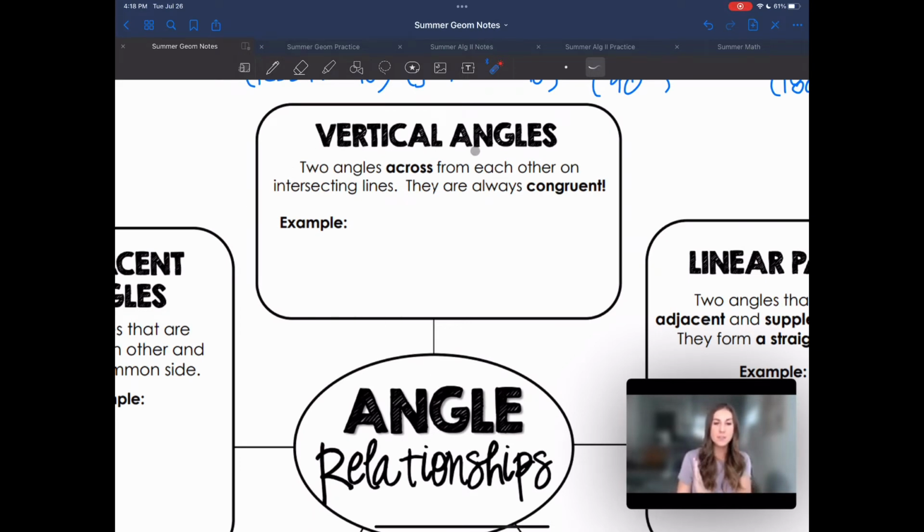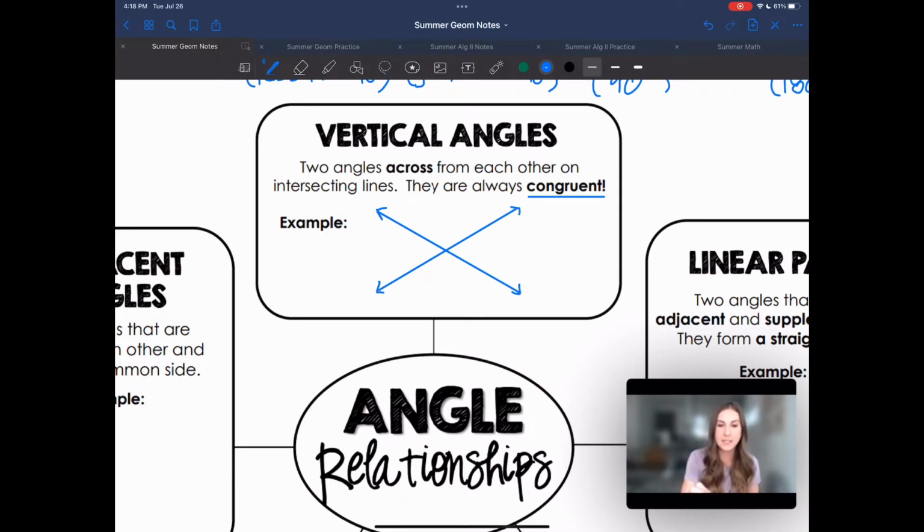The very first type of angle is called vertical angles, and it's a really simple concept that so many people just forget. So let's read through this. Vertical angles are created when you have two intersecting lines. It says two angles across from each other on intersecting lines. They are always congruent. If you want to underline that, always congruent. So let's draw a picture of this. Anytime you have two random intersecting lines, let's just draw two intersecting lines, and I'm going to draw the arrows on them to show that they are lines going on forever.